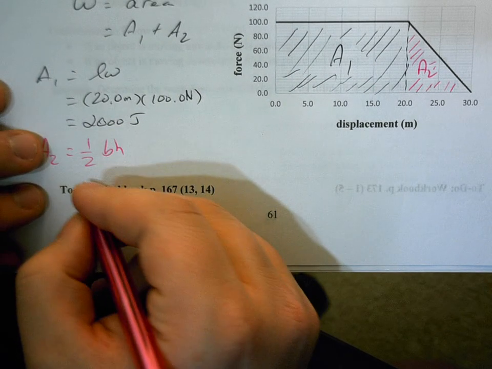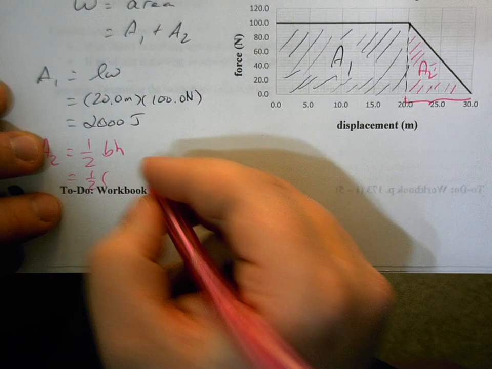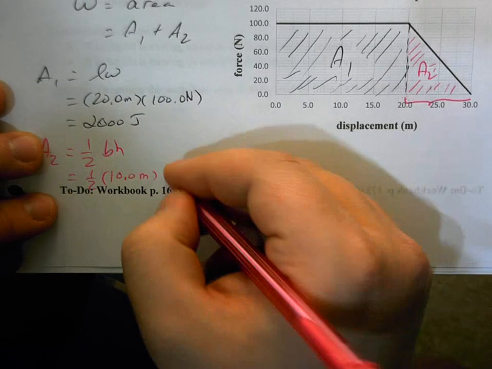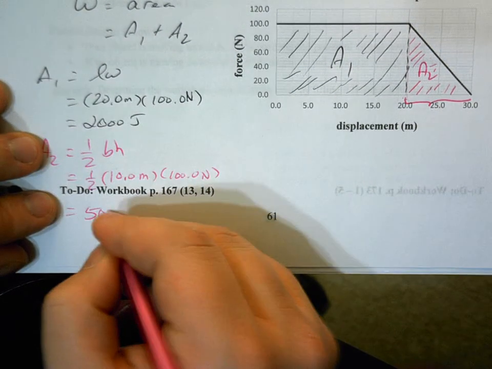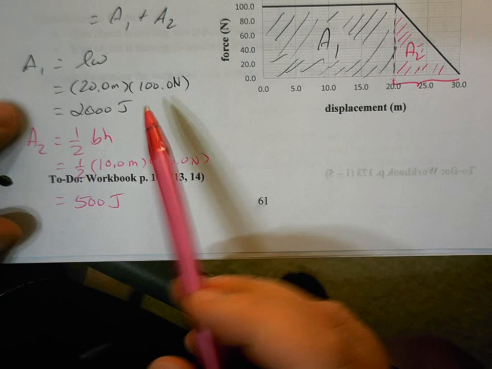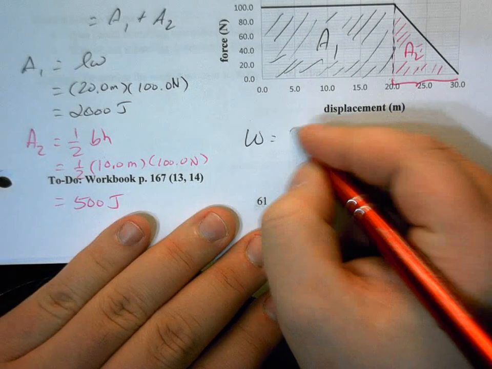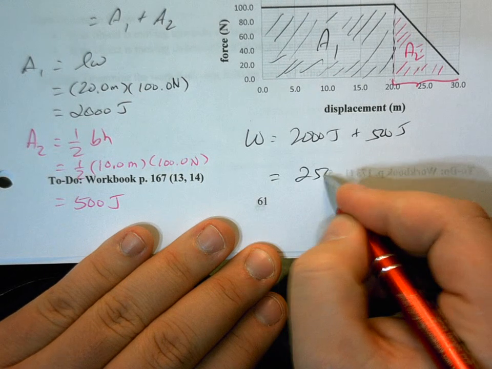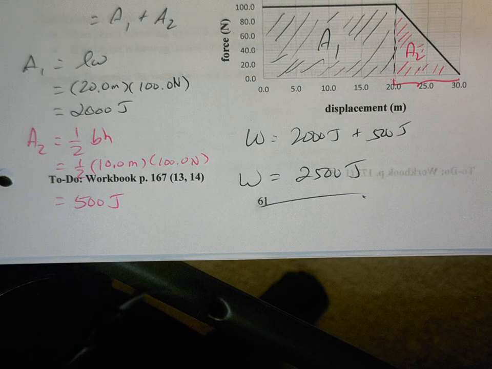We're going to do half base times height. Keep in mind the base of this triangle starts at 20 and goes to 30, so it has a base of 10 meters, and a height of 100 newtons. This gives me an area of about 500 joules. Again, newton times meter gives us a joule. Last thing, let's put the two together. The total work is going to be the two areas, so 2,000 joules plus 500 joules. The work done on this object is about 2,500 joules, or 2.5 kilojoules.